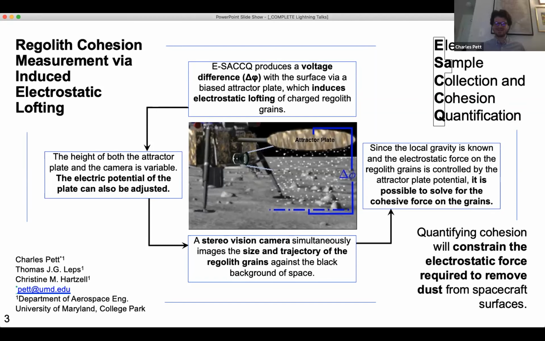So ESAC induces electrostatic lofting of charged regolith to measure cohesion, and also to clean dusty spacecraft surfaces, say on the moon or airless bodies such as asteroids.